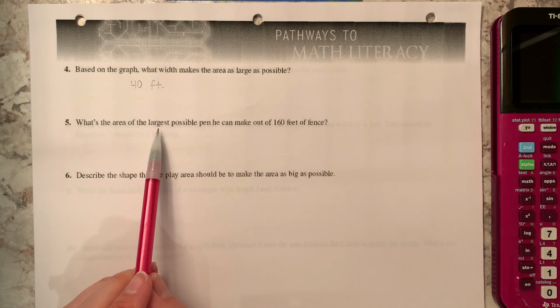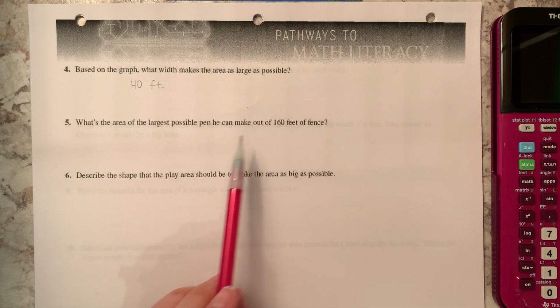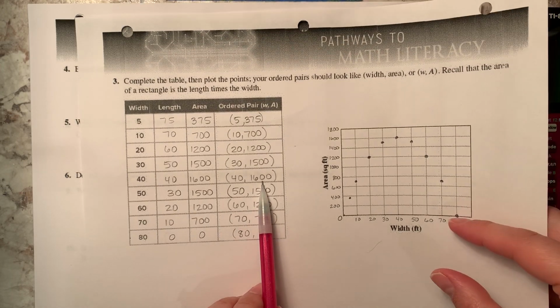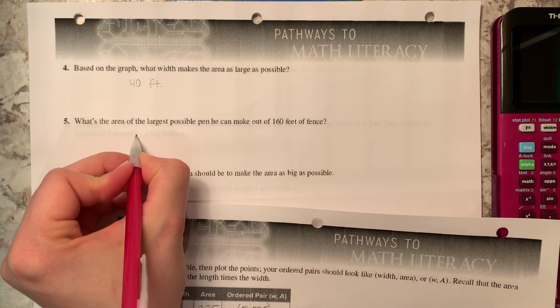All right, what's the area of the largest possible pen he can make out of 160 feet of fence? Okay, the largest possible area was 1600. If he used the 40 feet, the largest possible area was 1600.